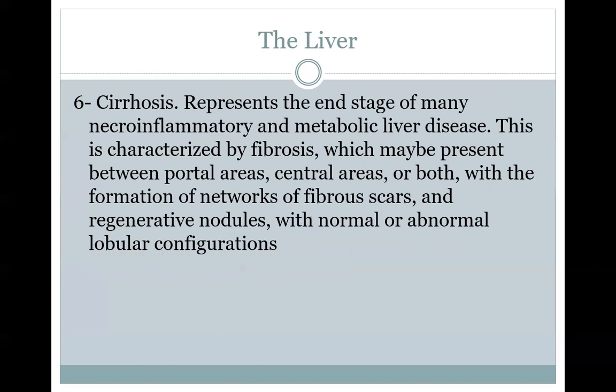Now, cirrhosis is what you call an advanced level of fibrosis. That's when you have, let's talk about, an infection such as hepatitis B or hepatitis C, which is more likely to result in chronic inflammation.